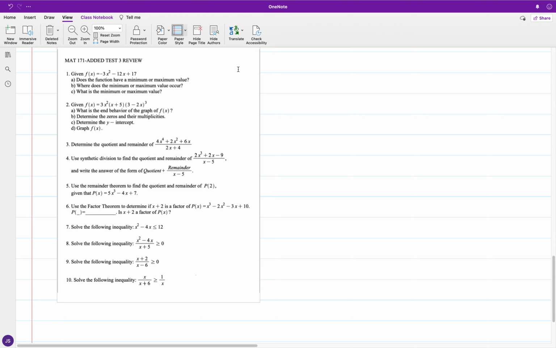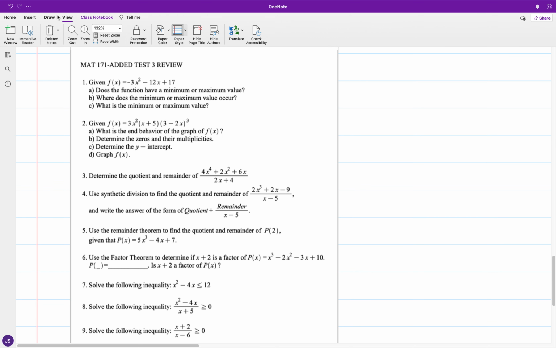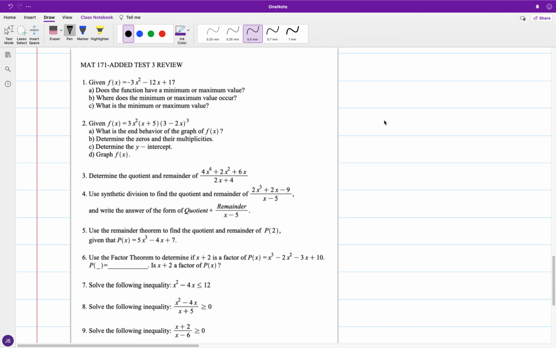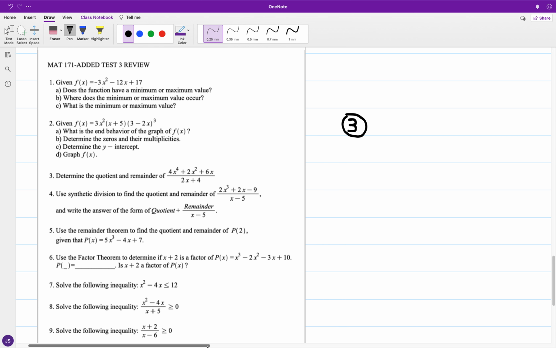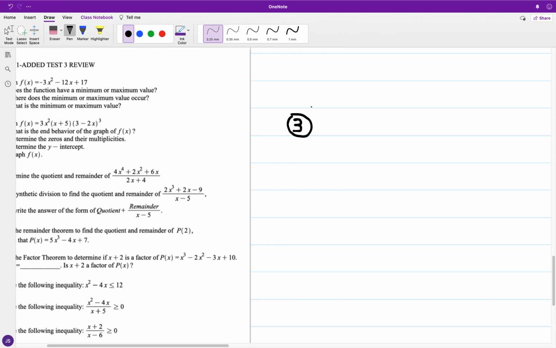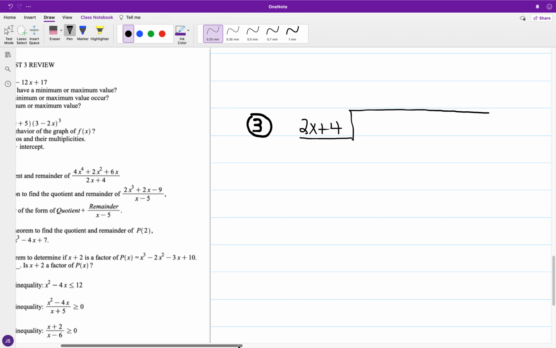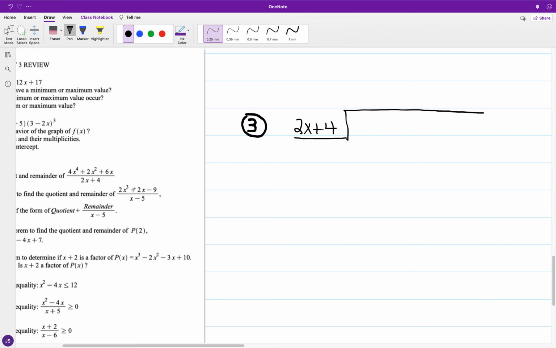Okay, so we're looking for the quotient and the remainder. For number 3, we have the divisor 2x plus 4, and the dividend is 4x to the 4th plus 2x squared plus 6x. Where I can, I normally like to go with synthetic division, but since I have a coefficient other than 1 in front of the x, I would have to take some extra steps to perform the synthetic division. So we're just going to stick with the long division on this one.